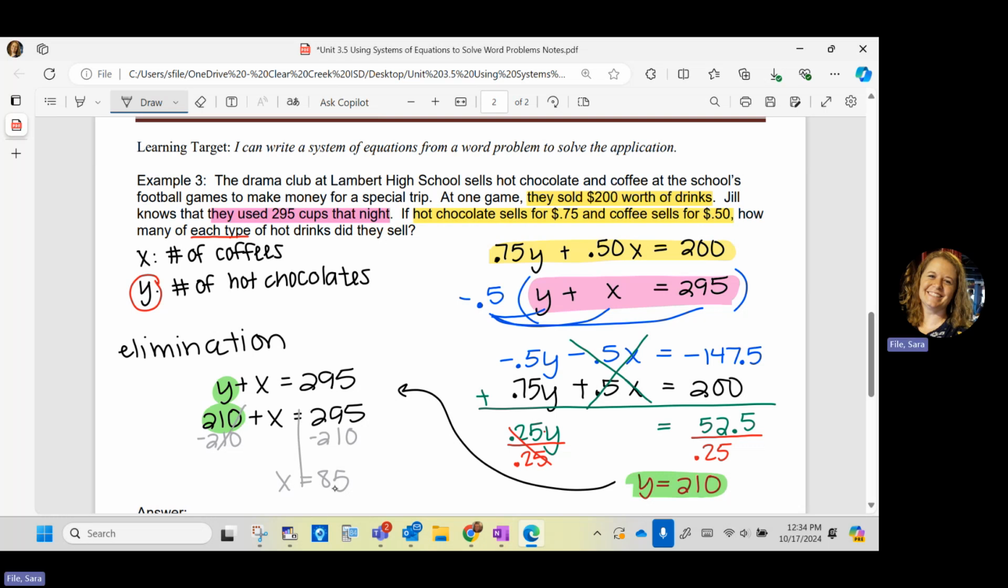So they sold 85 copies. So you can double check, does it fit the criteria? Is 85 plus 210, 295? Yes. And if I do 0.75 times 210 and 0.5 times 85, that's $200. So it all checks out.